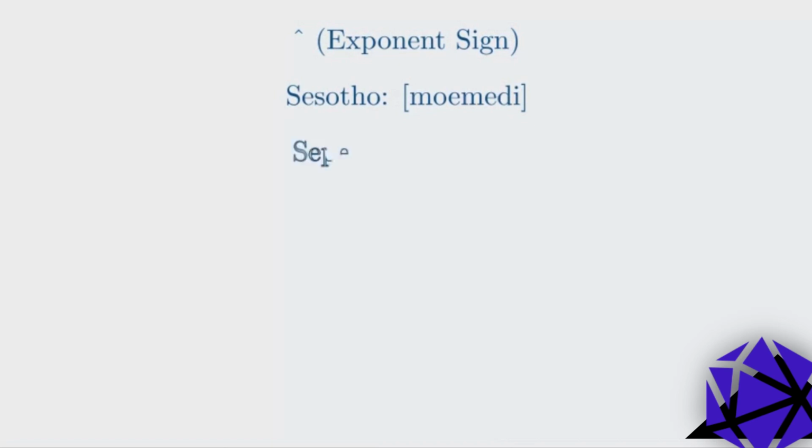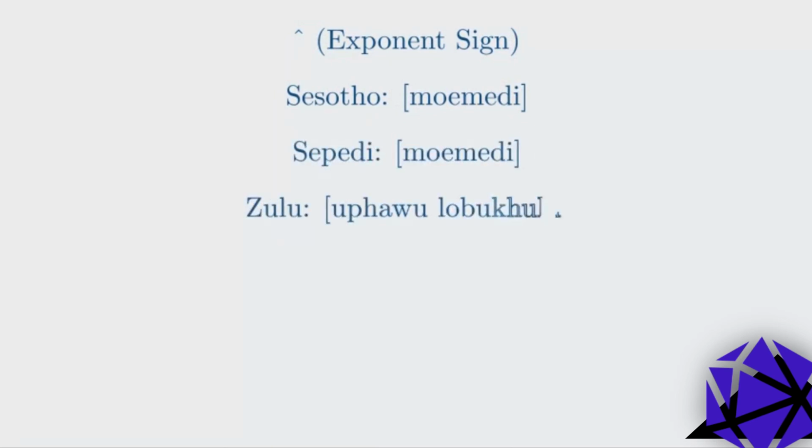An exponent tells you to multiply a number by itself a certain number of times. This is the exponent symbol, often called a caret. It's used to write powers. In Sesotho, we say momedi. In Sepedi, we say momedi. And in Zulu, we say upo lobukhulu.